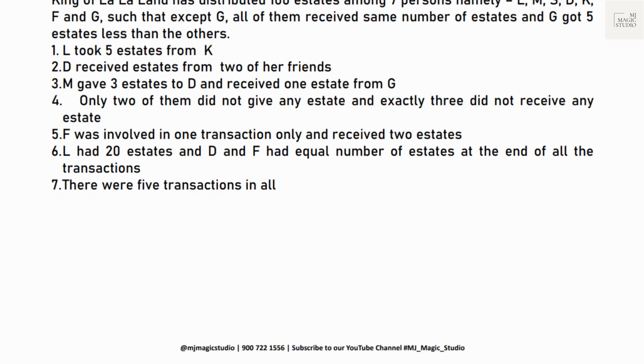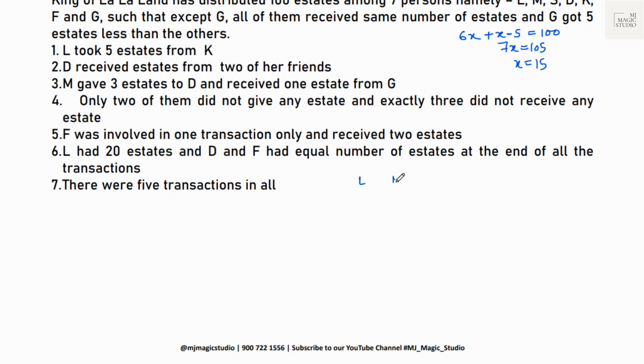Okay, let's see what the King of La La Land is doing. He's distributing 100 estates among 7 persons, such that except G, all of them receive the same number of assets. Let's say X. So 6 of them get 6X, and G got 5 estates less. So G is X minus 5. This should equal 100. 7X is 105, which means X is 15. Each one of them gets 15.